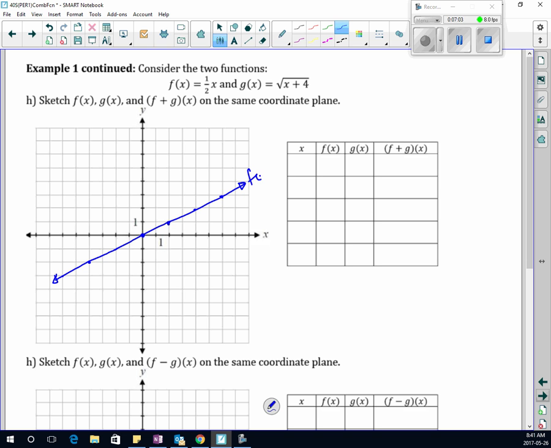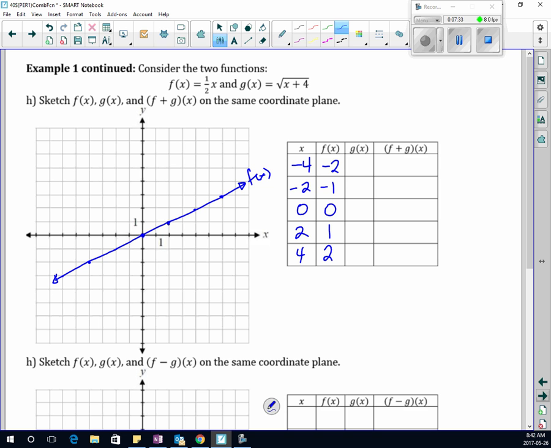F of x. Is everybody good with my line? Let's take some points here. What is that? 1, 2, 3, 4. Let's start at -4. It's at -2. And at -2, it's at -1. At 0, it's at 0. At 2, it's at 1. And at 4, it's at 2.